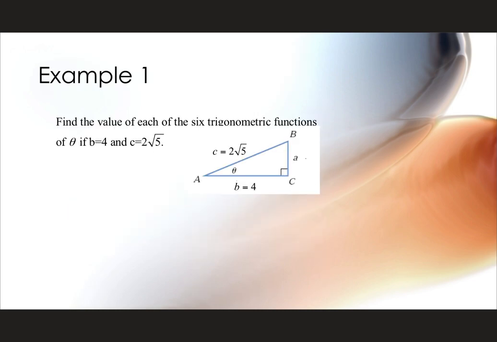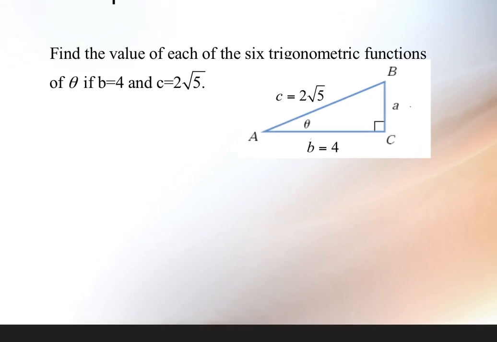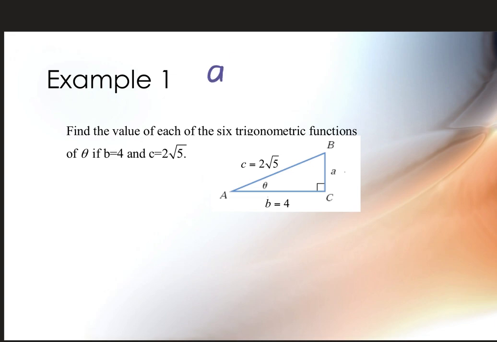All right, so we start with the Pythagorean theorem, okay? This says find the value of each of the 6 trig functions of theta given b is 4 and c is 2 root 5. So I labeled those 2 sides. But in order to find all 6 trig functions, you need all the sides, right? And we're missing a, and this is where our a squared plus b squared equals c squared comes back into play.